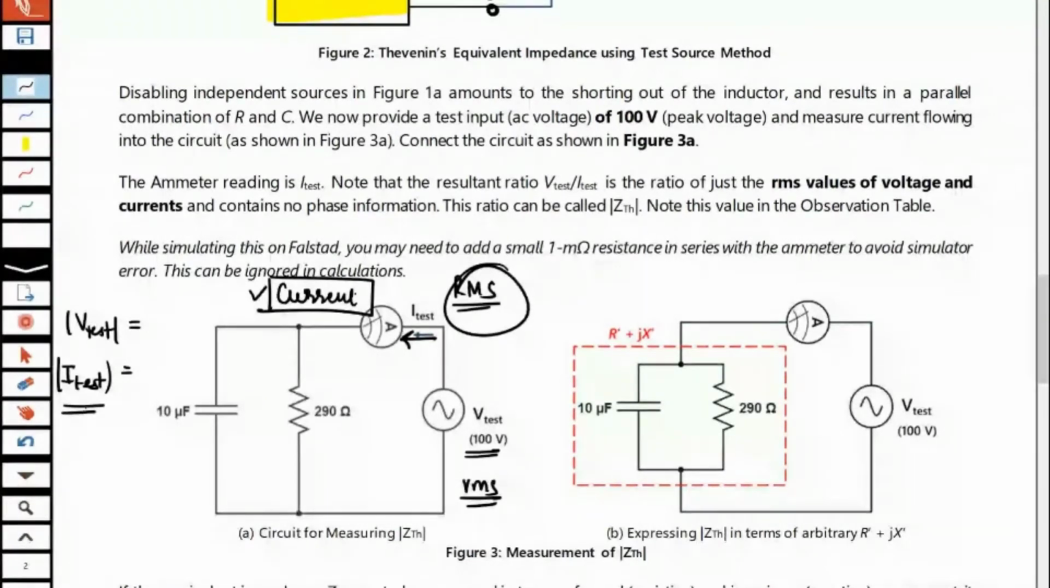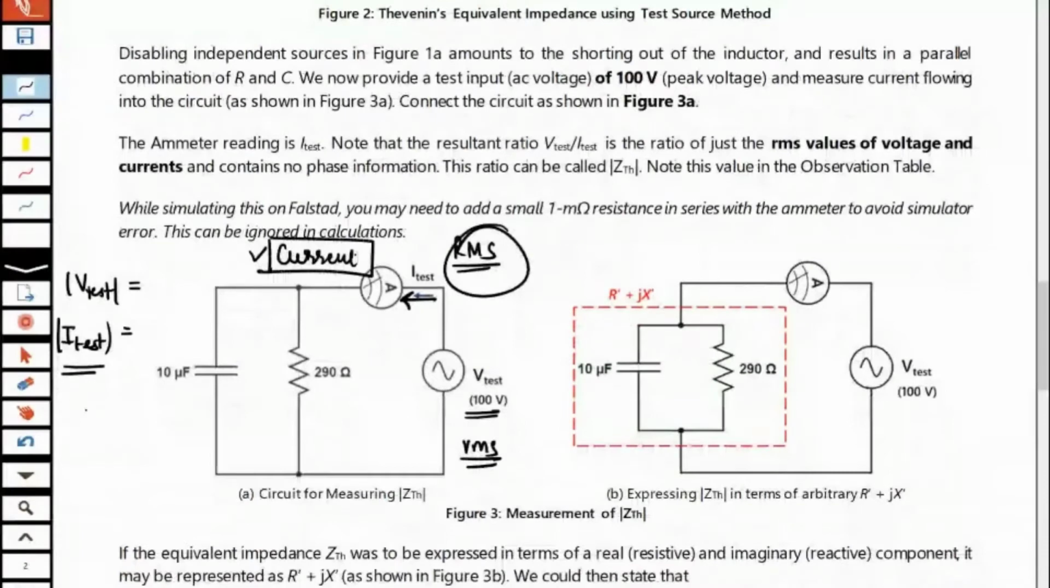Now, one important thing where you will face a problem in Falstad is when you make a connection like this, it will not accept it only.